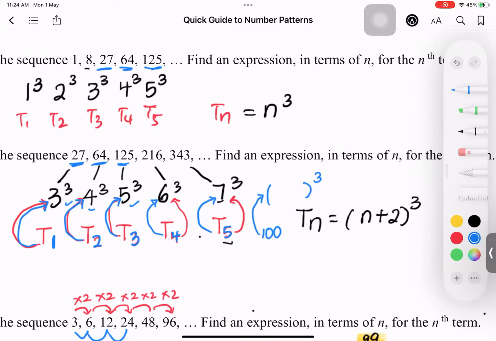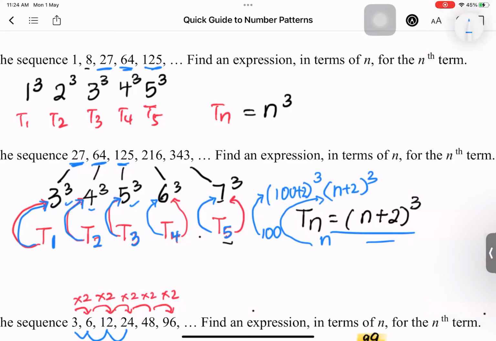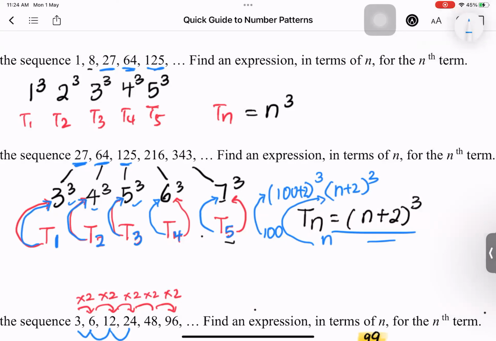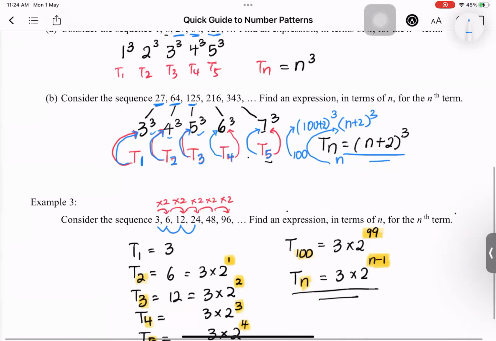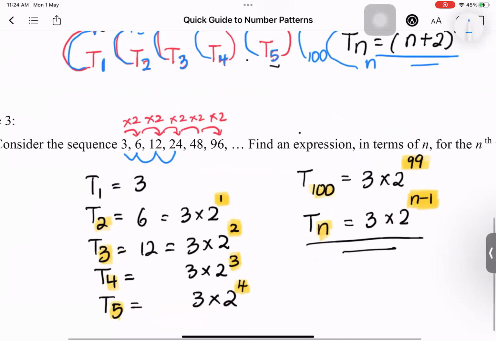Your turn to answer. If I give you the 100th term, what will be the number? 5 becomes 7 cube. How did 5 become 7? Plus 2. Yeah, so if it's 100, then it will become 100 plus 2. Yes, 100 plus 2 whole thing cube. So if I give you n, then it becomes n plus 2 whole thing cube. So that's how we get the formula. Okay? Is this okay? This one no choice, I have to memorize a little bit. Okay, then the next pattern, this one I must go through.